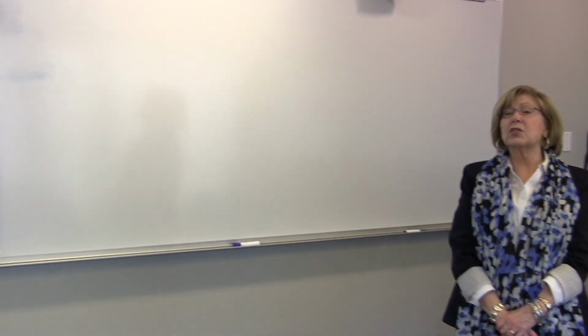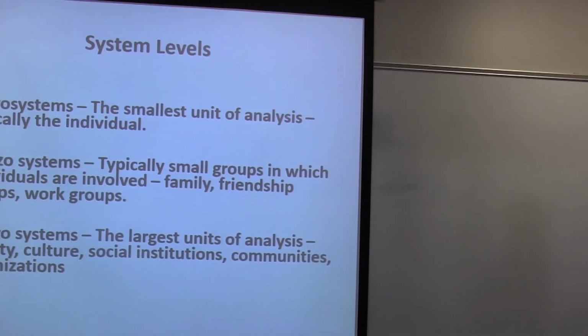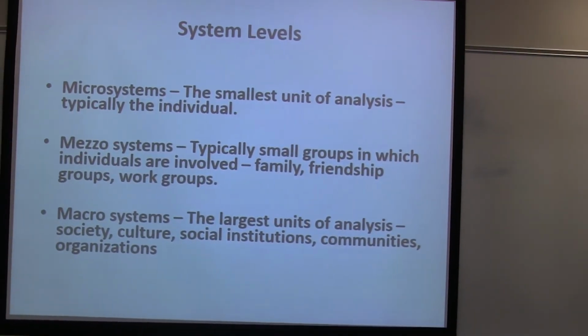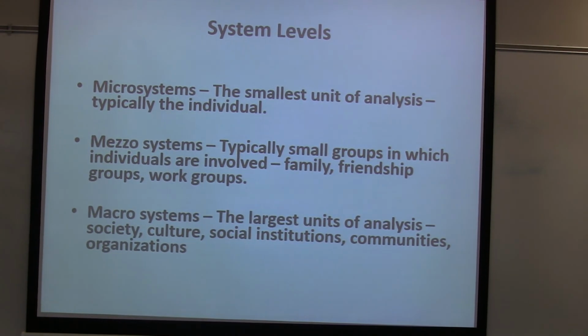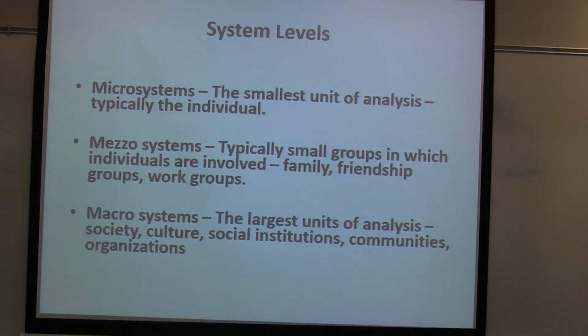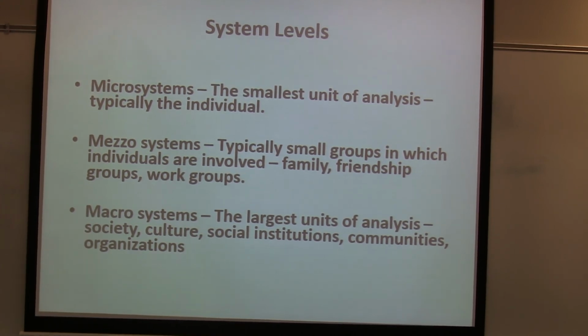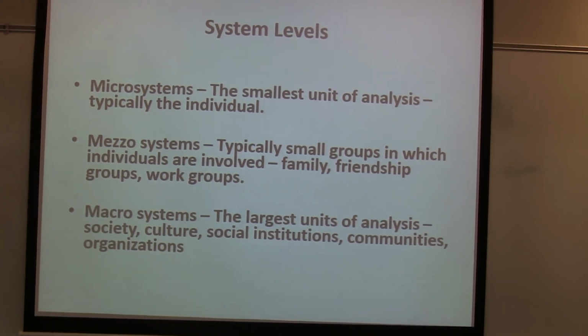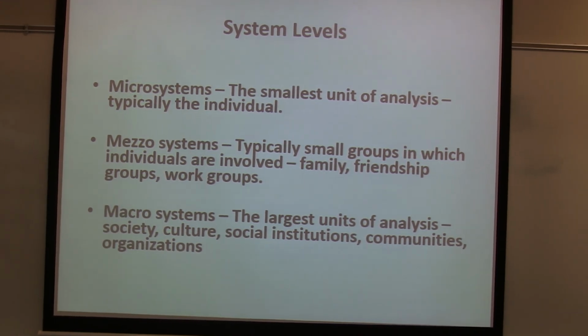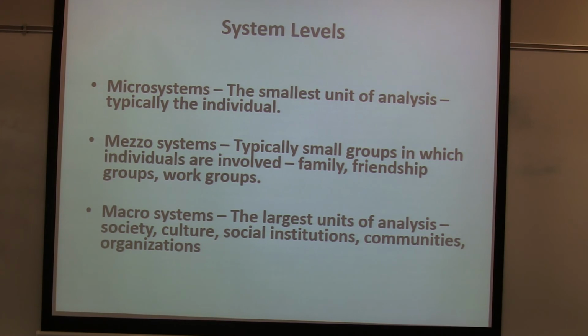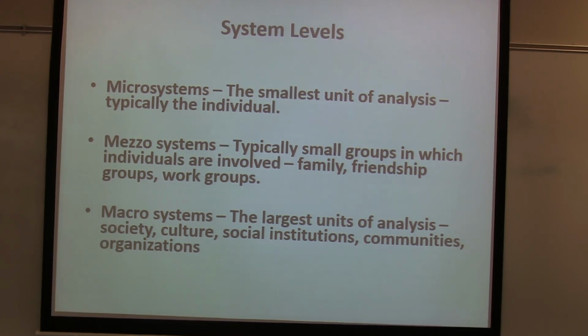So let's first talk about system levels. In social work and in human behavior, we talk about the different levels of society. So microsystems is the smallest unit of analysis. In most cases, that's the individual. Mesosystems are usually small groups in which individuals are involved. So that could be family, friendship groups, work groups. And then you have macrosystems, and that's your largest unit of analysis. Society, culture, social institutions, communities, and organizations would be included in macrosystems.